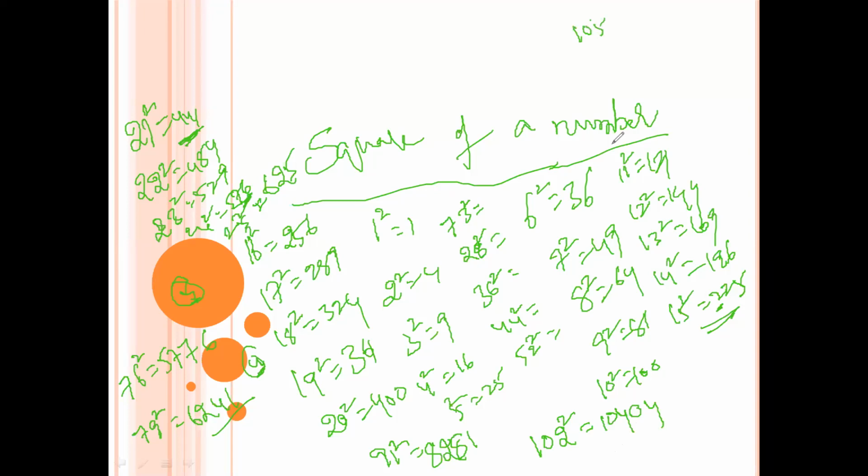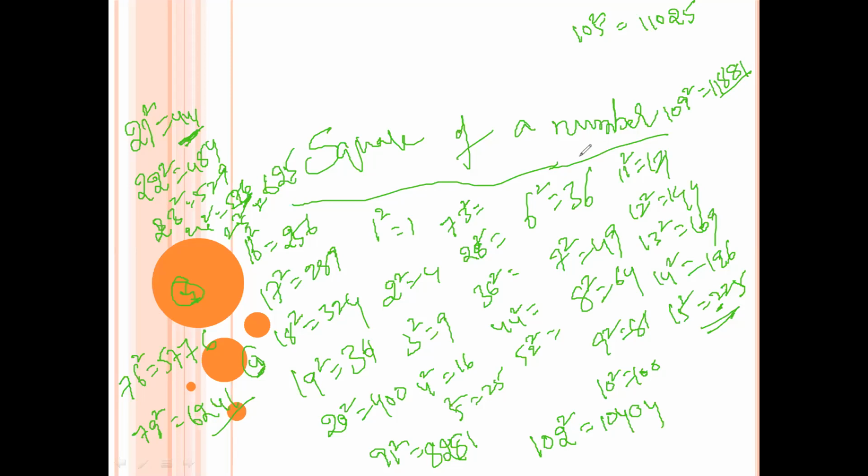105 square. First compare with 100. 105 minus 100 is 5. 5 square is 25. Double that difference value, 5 times 2 is 10. 10 plus 100 is 110. 109 square. 109 minus 100 is 9. 9 square is 81. Double that one, 18. 18 plus 100 is 118. So in this way, we find the square of any number from 1 to 125.